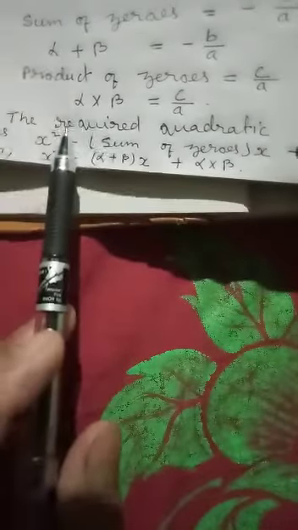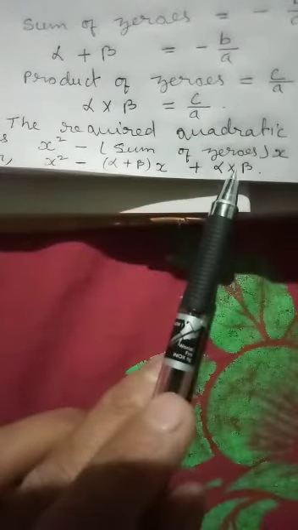In case, for another question, if they give you the sum and the product, you may have to find the quadratic polynomial. Then you can simply write x square minus sum into x plus product of zeros. If they give you alpha plus beta, in the same way, x square minus, here you replace after you add them, and here you replace after you multiply them.